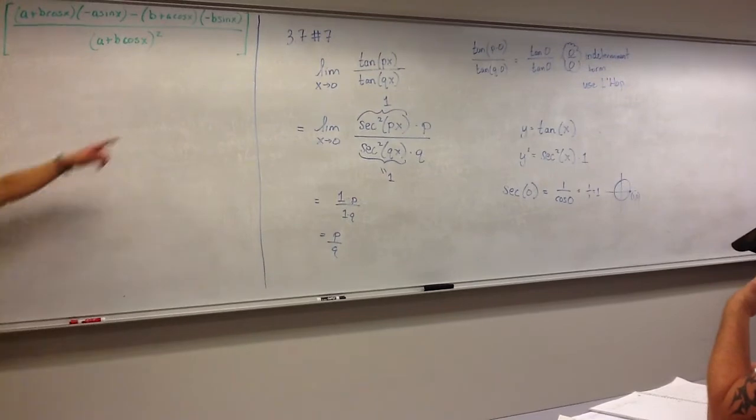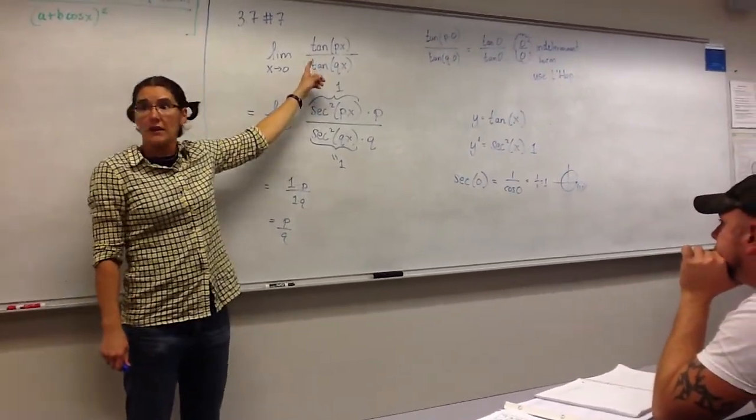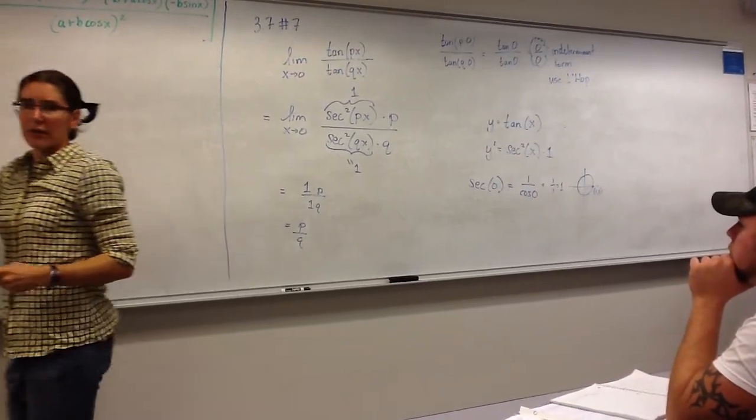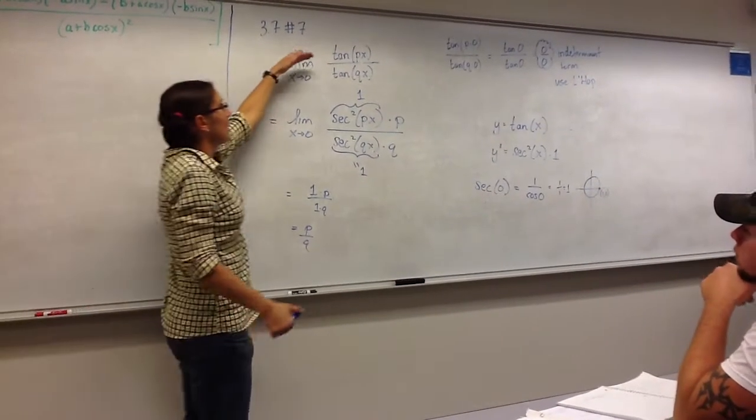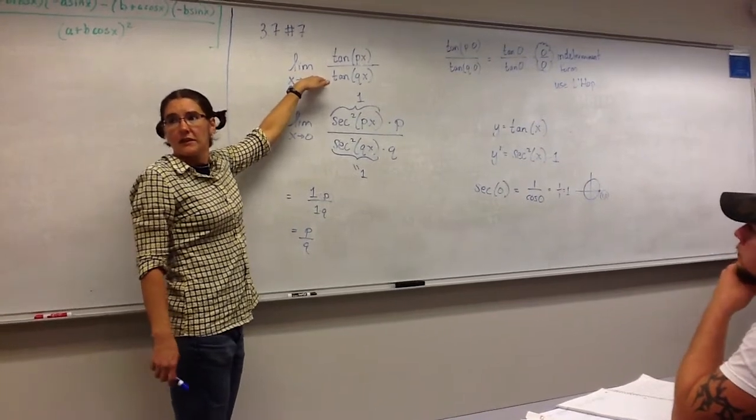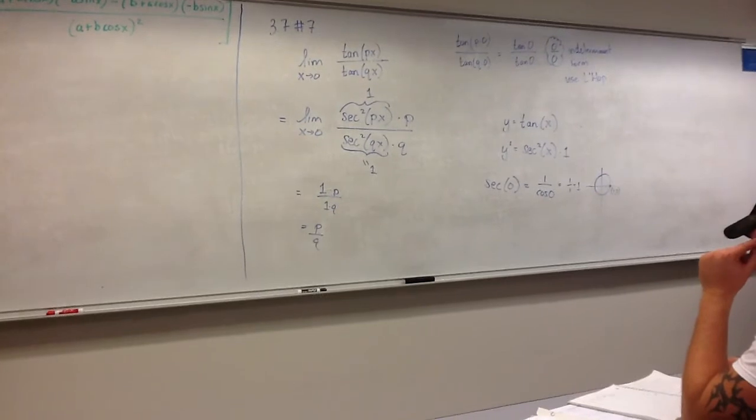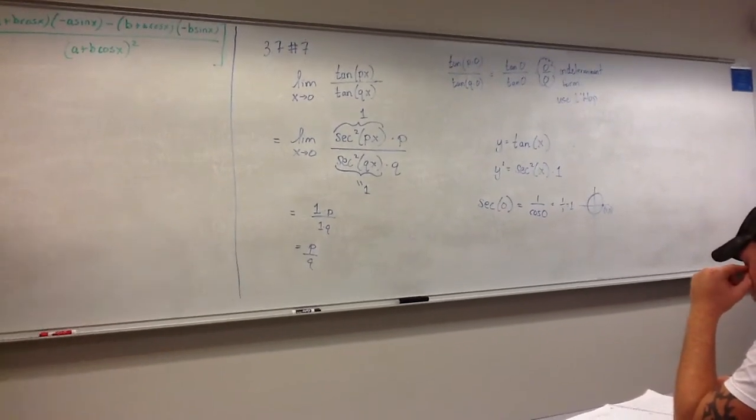All right. The other way to think about this problem is to use Ben's theorem from earlier on in the semester and rethink this guy, rewrite it in terms of sine over cosine, and do some simplifying and end up with sine of px over sine of qx, and then take that limit, and that's going to give us the p over q in the same way. Okay, other questions out of 3.7? Number 39.